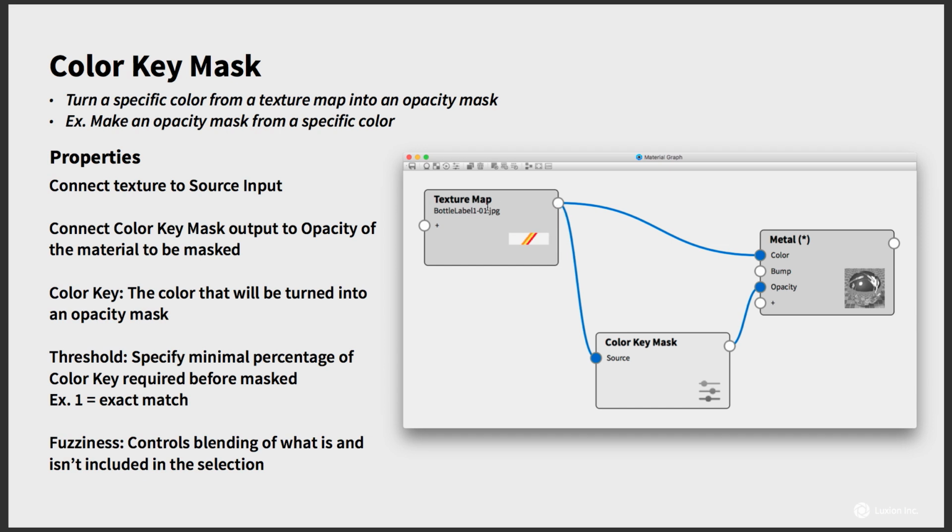In this case, we have a texture that's plugged into the color channel of our metal. So we have a metal material with this texture on it, and the color key mask is pulling from the same source. With that color key mask, I actually selected the white pixels of this texture, and then we plugged it into the opacity of the material it was applied to, meaning that anything that was white on this label or this texture made this material disappear in that area.